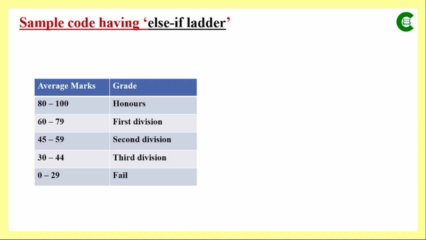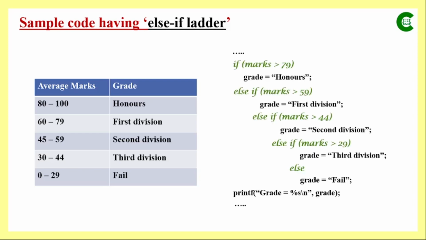Definitely there is a condition. If it is 80 to 100, then the grade will be honors, and if it is this, then the grade will be that, this way. So definitely we will have condition checking in our C program, and there are 5 conditions, and based on that there will be 5 types of different decisions. That's why we will be processing in our program either by using nested if else or by using else if ladder. This time we will be using else if ladder, and this is the piece of program, the main logic of the program, where we have used the else if ladder.